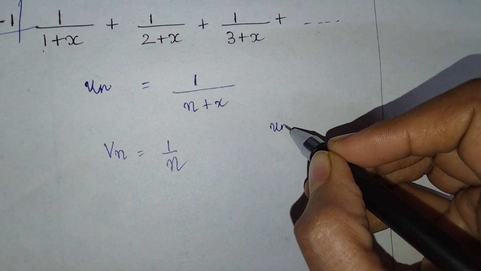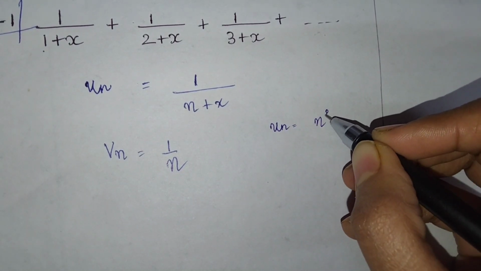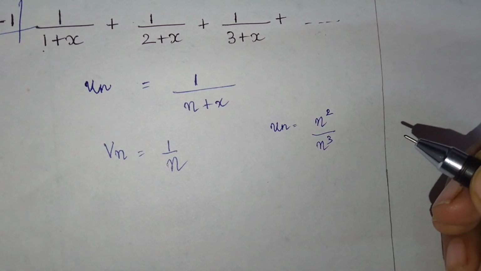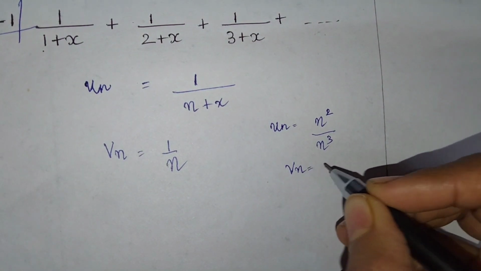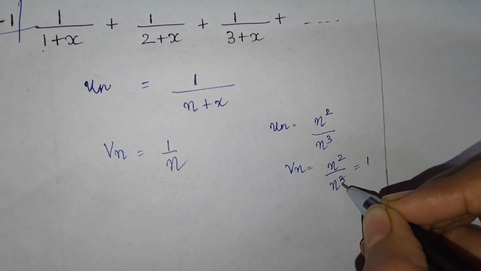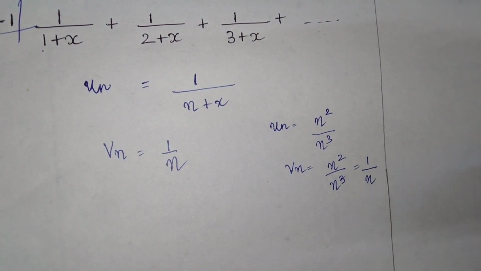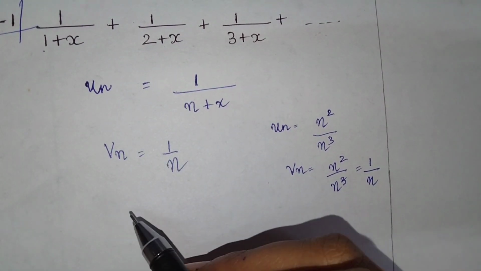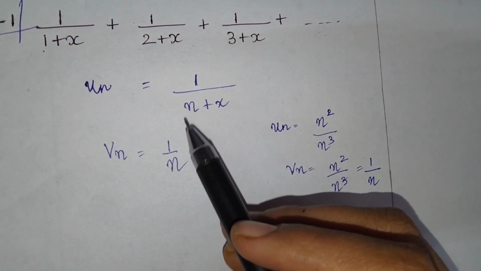If Un had been given such that the denominator is n square and the numerator is n cube, then what would Vn be? n square by n cube, that is 1 by n. So Vn is generally taken as the n terms of Un.